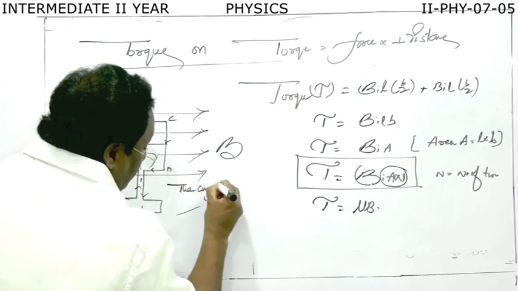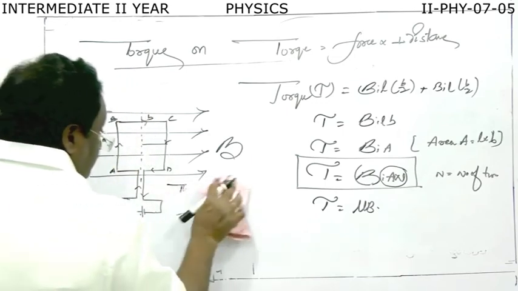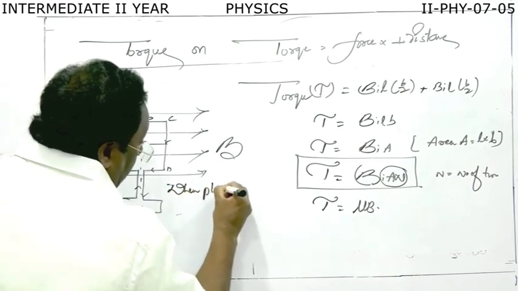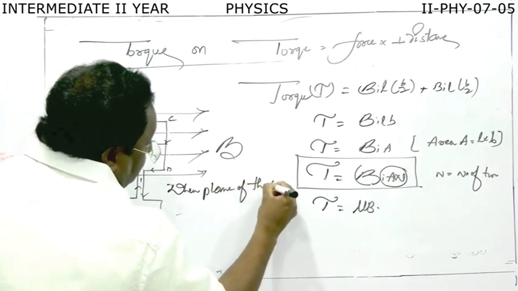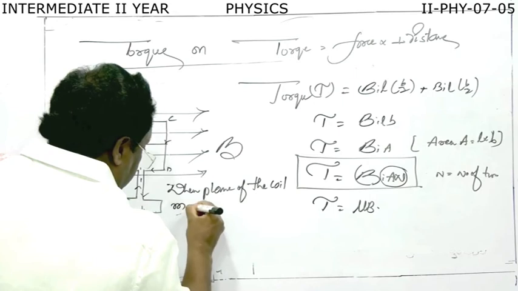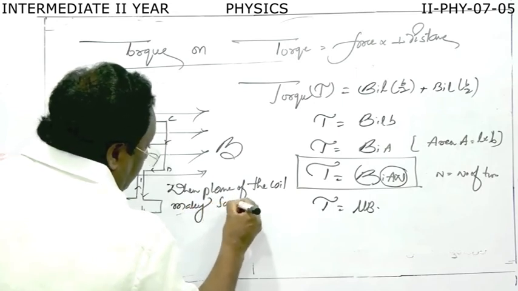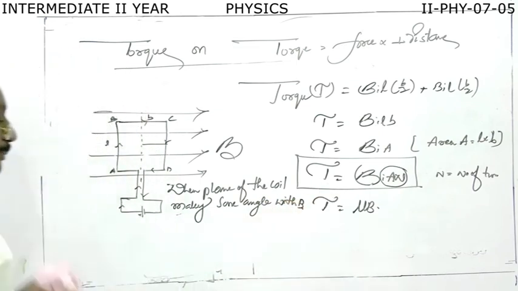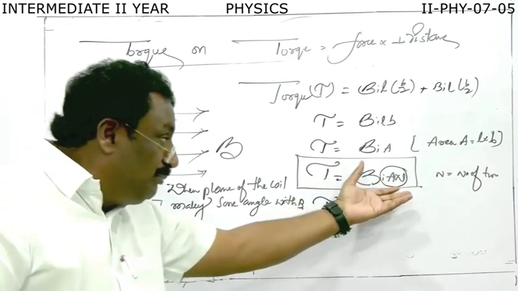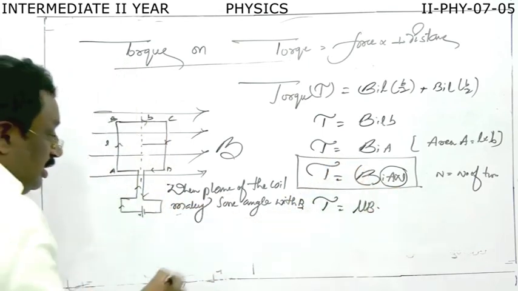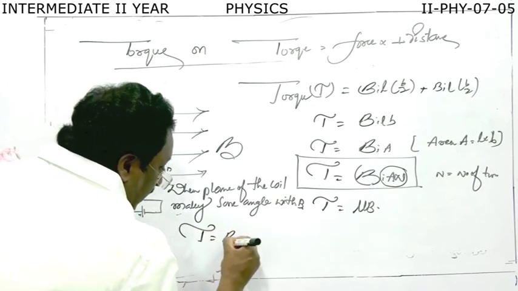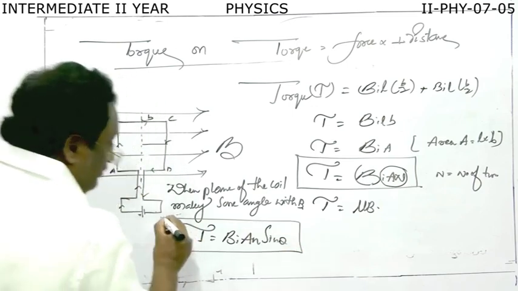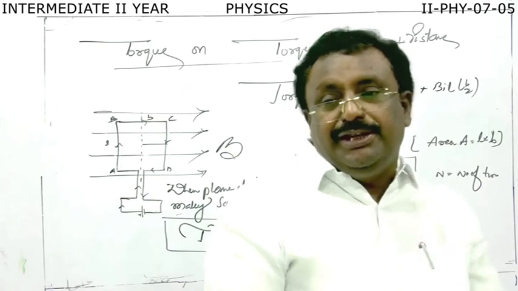When the plane of the coil is making some angle with B, the torque is reduced. This is the maximum torque, BIAN. Now the torque reduces, and we can write torque as BIAN sin theta.